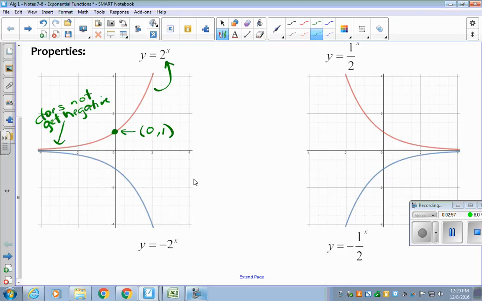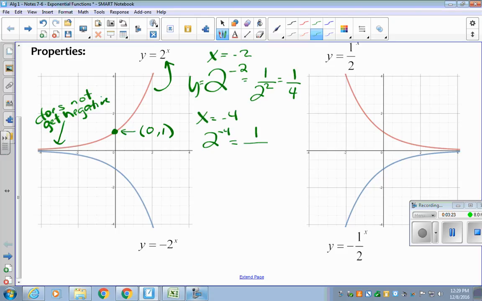And let me tell you why. If I plug a -2 in for x, we would get 1/2 squared, or 1/4. If I plug -4 in for x, I would get 2 to the -4, which is 1/2 to the 4th, which is 1/16. So I can plug as many negative numbers in as I want to that function, and I would never get a negative answer.